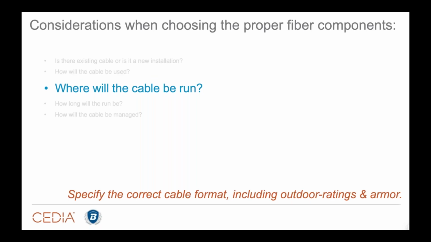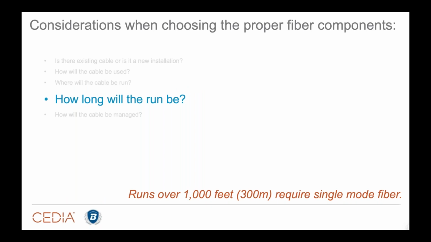Where will the cable be run? We want to make sure that we get the cable jacketing right. Things like outdoor ratings. Is it going to be armored? Is it going to be directly buried in the soil? All of these things will help us as a manufacturer get you the right product. It will also help you really understand the different options and constraints based on the different fiber optic cable types.